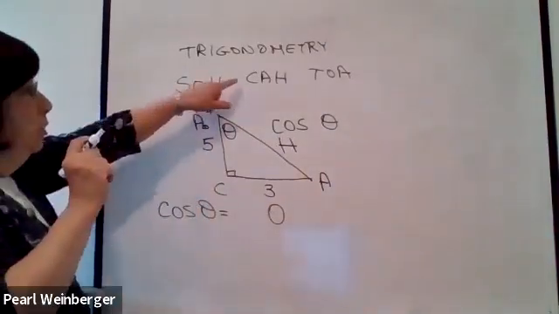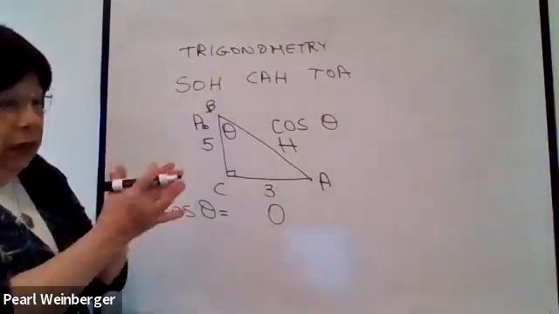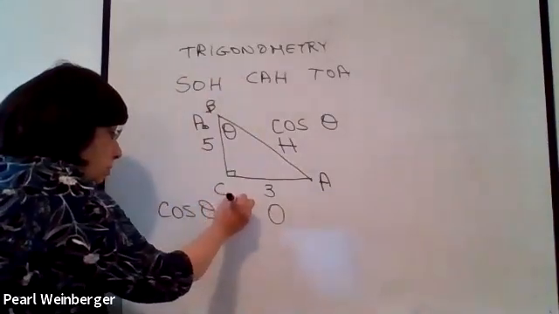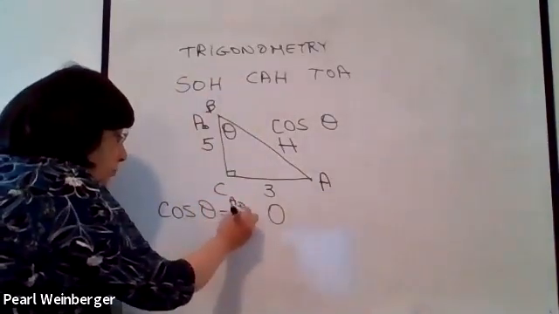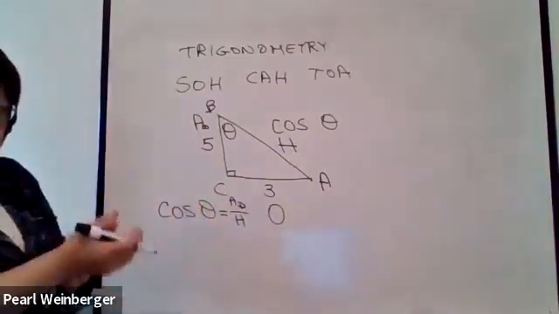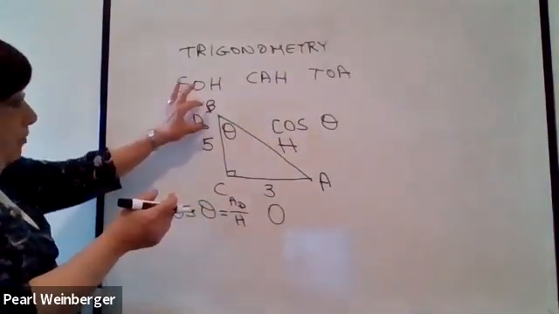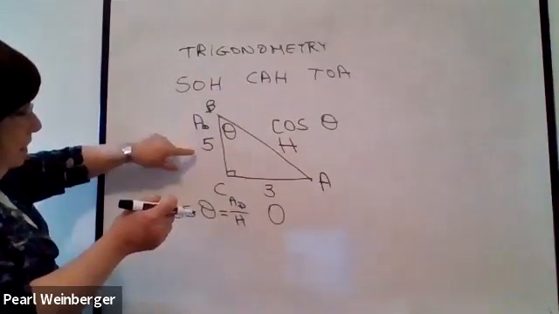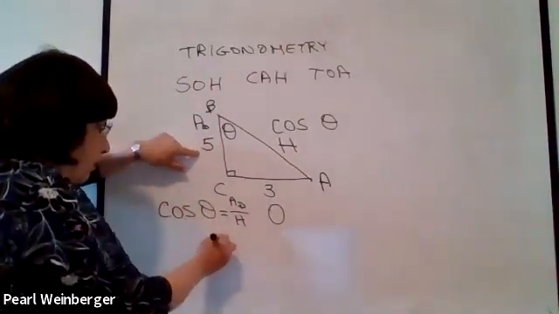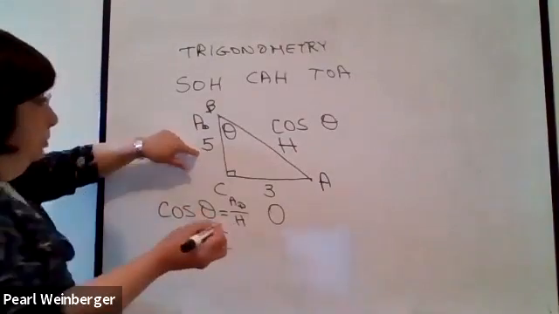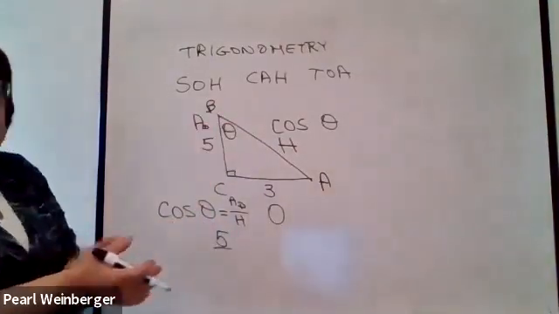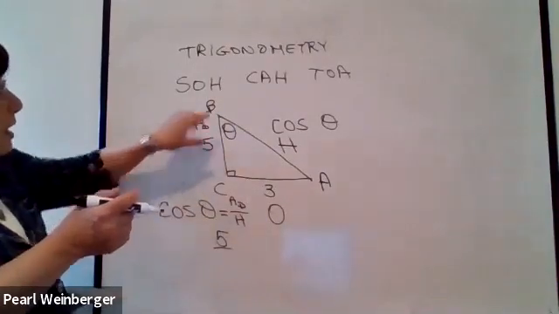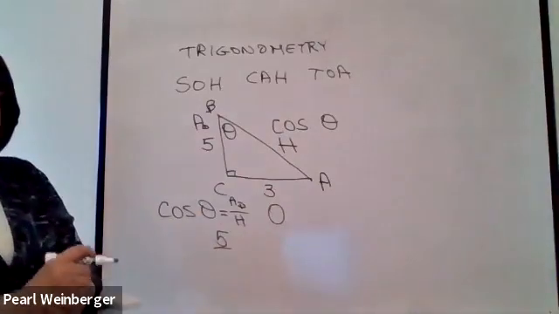Now, they asked me to figure out what the cosine of theta is. So I know that the cosine, so CAH, means adjacent over hypotenuse. That's what the cosine is. Let's see if I have all that information. Well, I know what the adjacent side is. I know that it's 5. But what I don't know is the hypotenuse. I only was given the opposite side and the adjacent side. I wasn't given the hypotenuse.